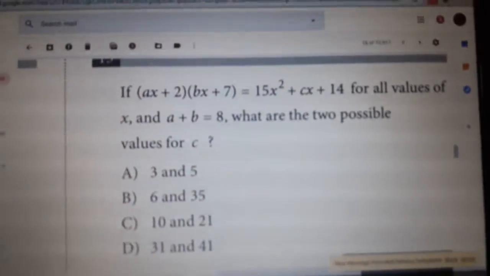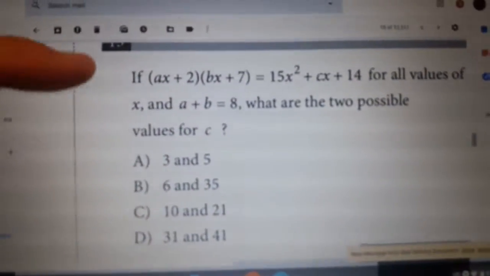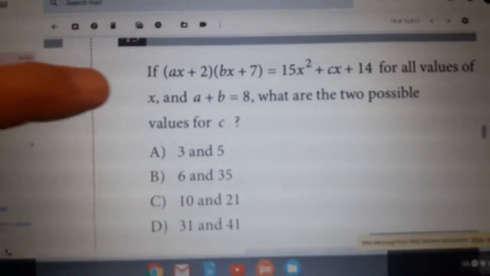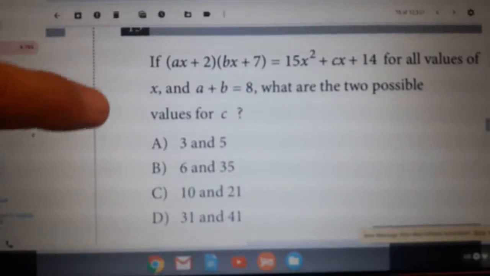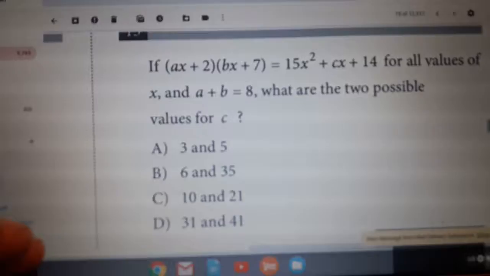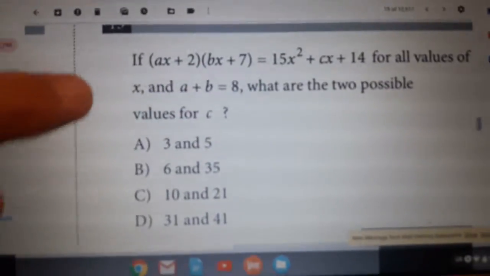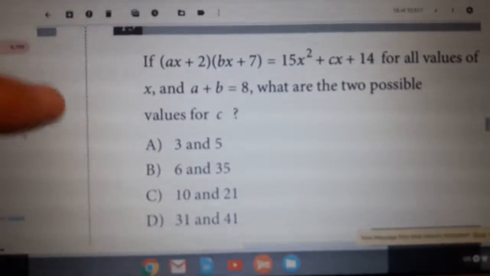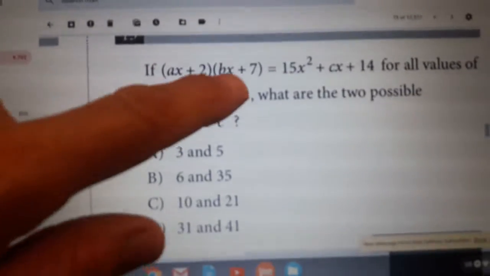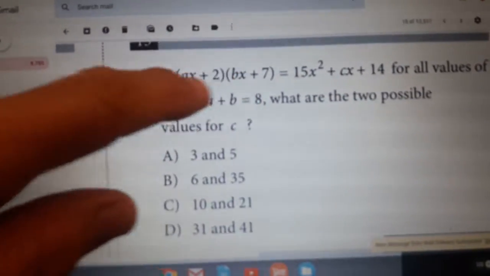This is a fascinating problem, and this will usually take students longer than 1 minute to go through because it has so many steps. Many of the steps are straight out of algebra. What they're doing is checking your skills at handling what happens here.